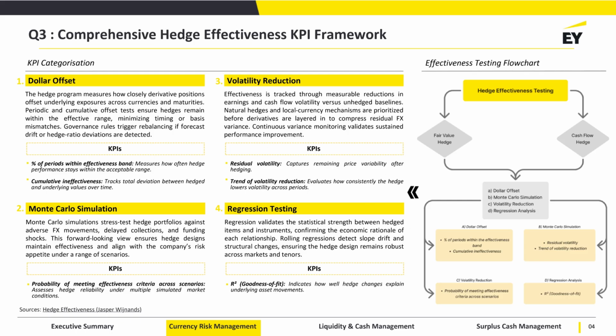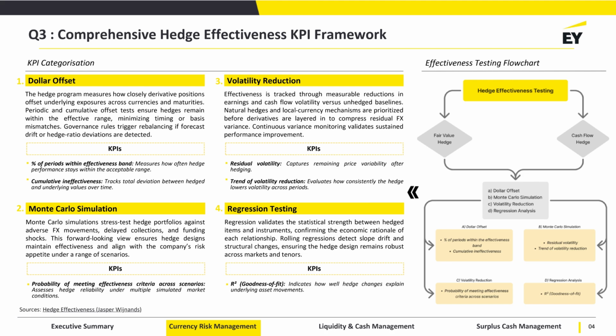Moving on, we come to the various KPIs and metric system that we have in place in order to measure the effectiveness of our hedging strategy. This slide sets out to talk about 4 broad methods. Firstly, the dollar offset method. Secondly, the Monte Carlo simulation. Thirdly, volatility reduction. And fourthly, regression testing.